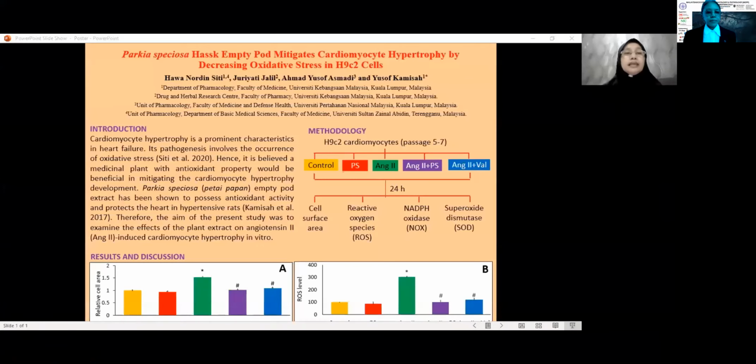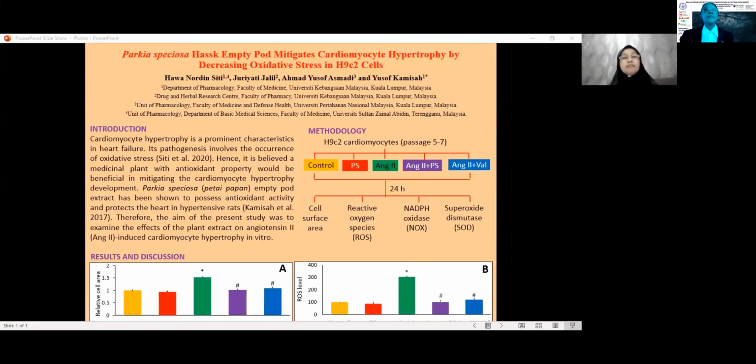I'm presenting Pakia speciosa empty pod mitigates cardiomyocyte hypertrophy by decreasing oxidative stress in H9C2 cells. The pathogenesis of cardiomyocyte hypertrophy involves the occurrence of oxidative stress. Hence, it is believed a medicinal plant with antioxidant property would be beneficial in mitigating the cardiomyocyte hypertrophy development. Pakia speciosa or petai papan has been shown to possess antioxidant activity and protects the heart in hypertensive rats.